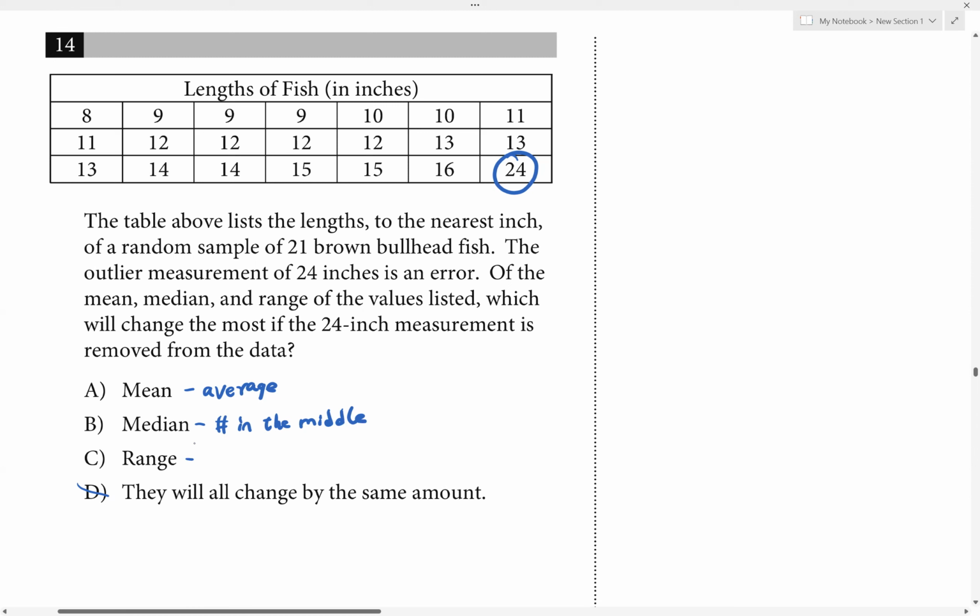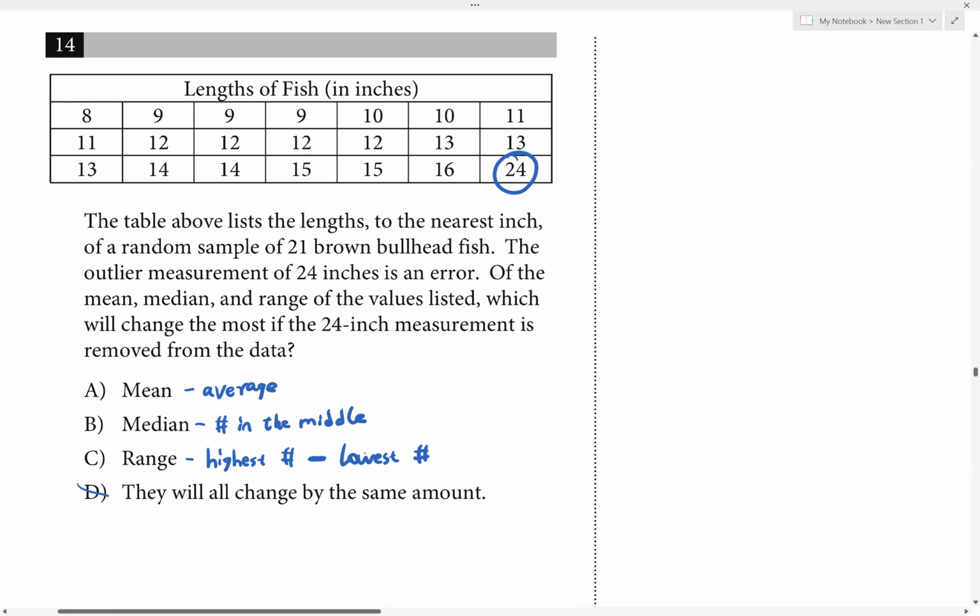And then the range is the difference between the biggest number and the smallest number. So we have to do the highest number minus the lowest number, and that would be the range. Okay. So we could solve for the mean and the median, actually find them, but that'll take a while because we have a lot of numbers here. So we just think about, out of these three, which one will change the most?